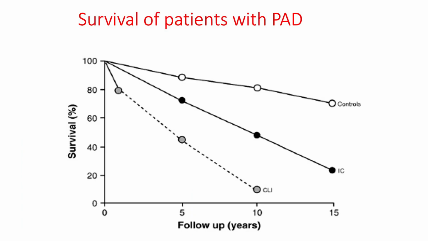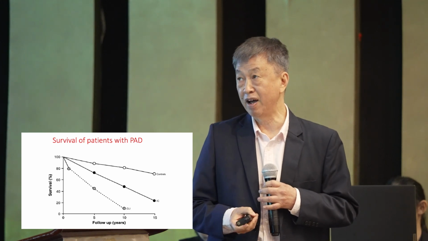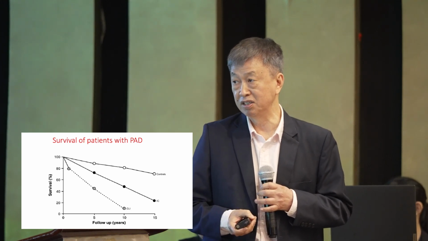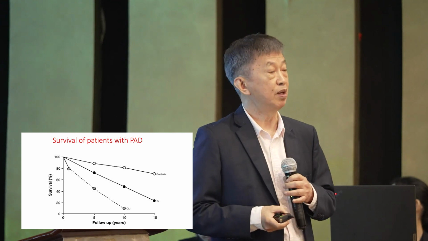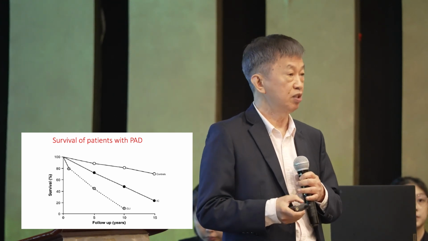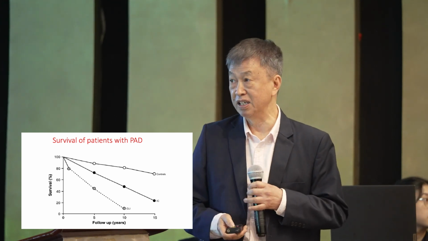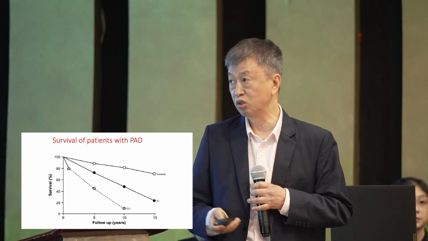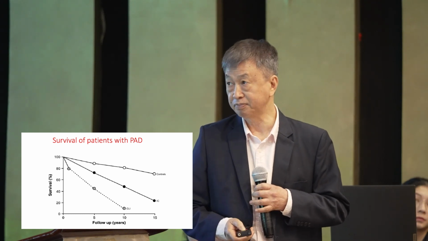And peripheral artery disease, like I say, is a reflection of your coronary artery disease and cerebrovascular disease, because if you follow them up for 5 years, if they have peripheral artery disease, compared to a normal population, the risk of death is very much higher if they have critical limb ischemia and also intermittent claudication.